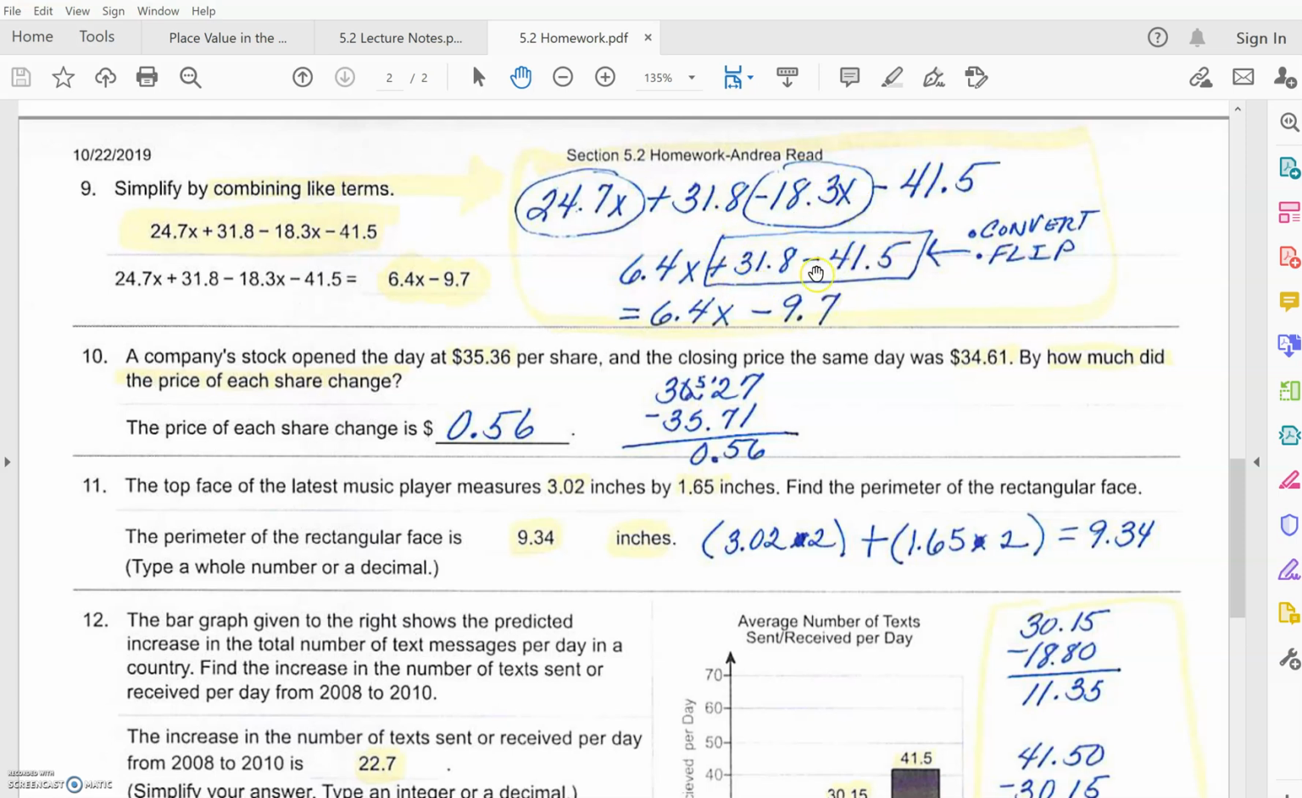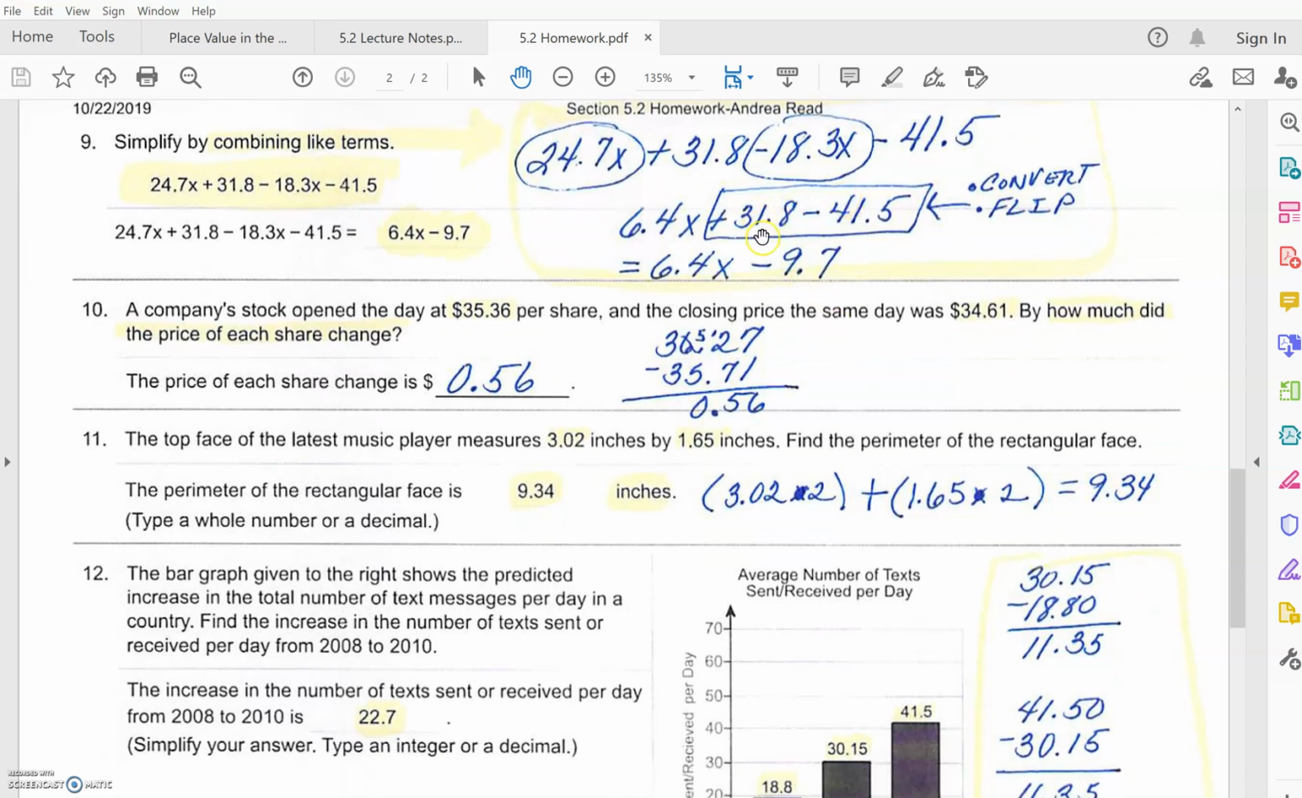So you're going to take the minus sign, change it to a plus, and attach a negative to the 41.5. So you're going to be subtracting and taking the sign of the larger number. So again, you're going to have to think about those rules when it comes to adding and subtracting positive and negative numbers.